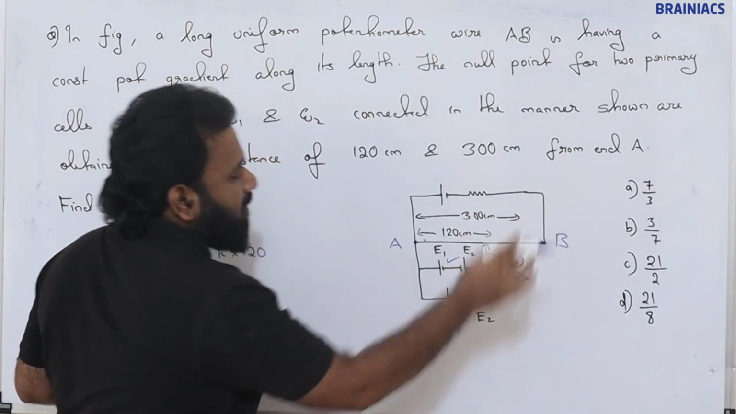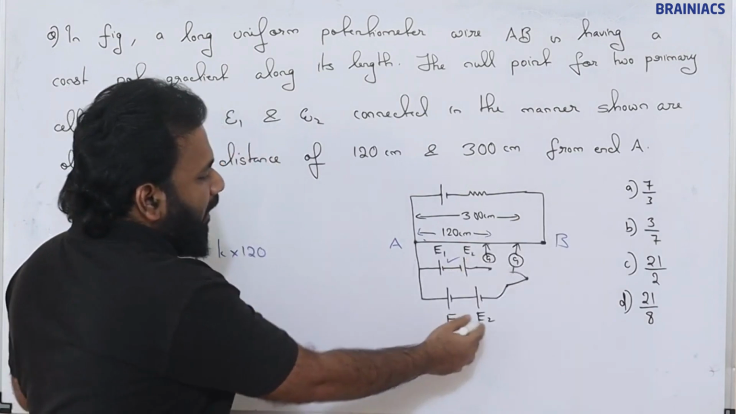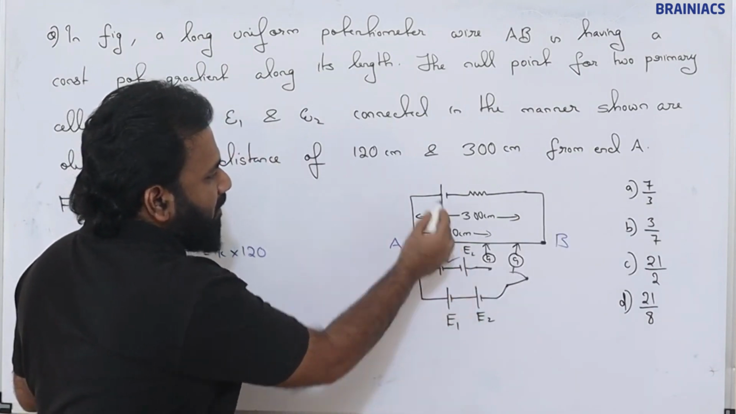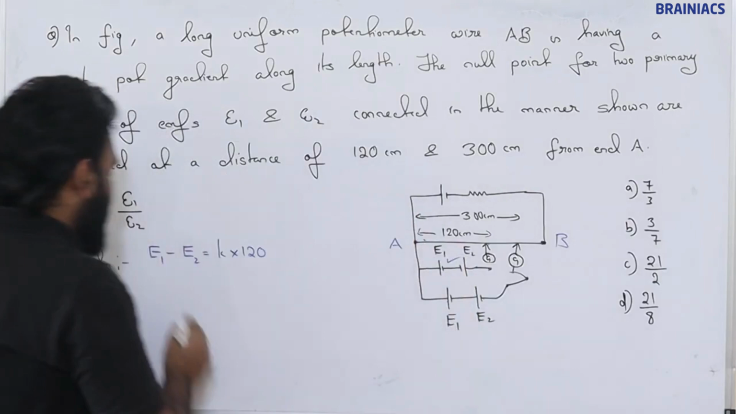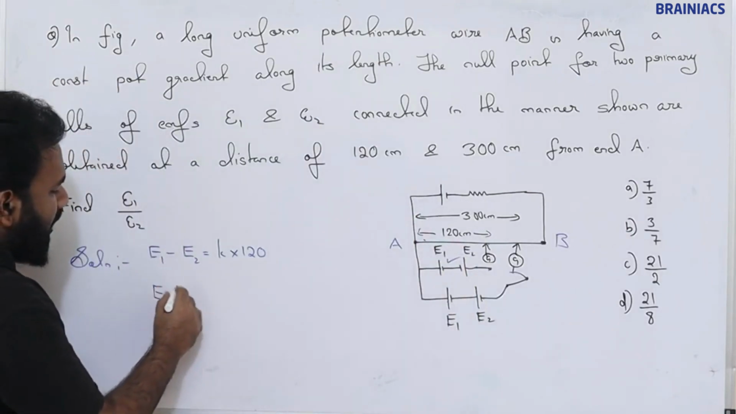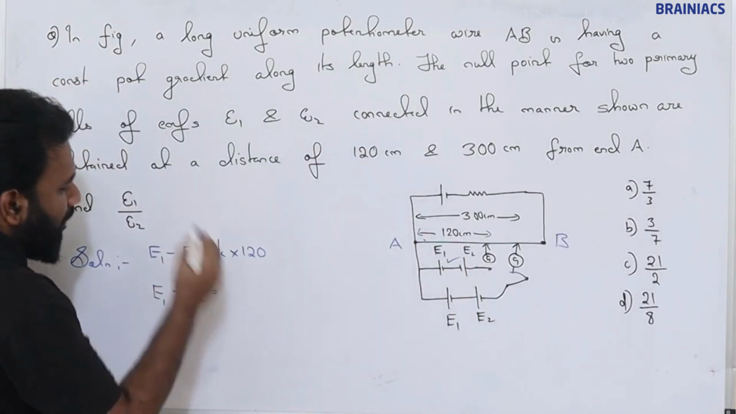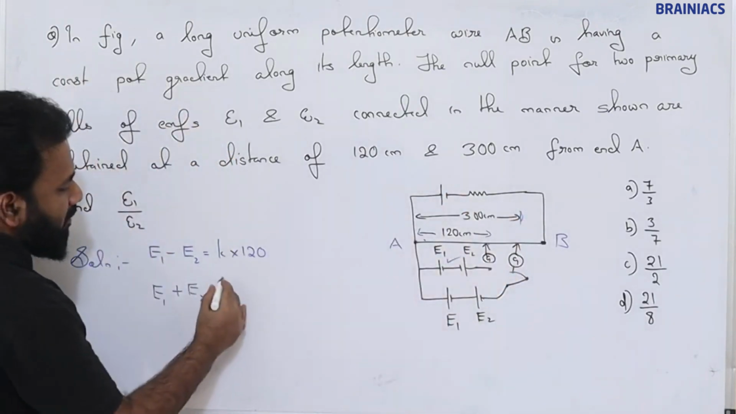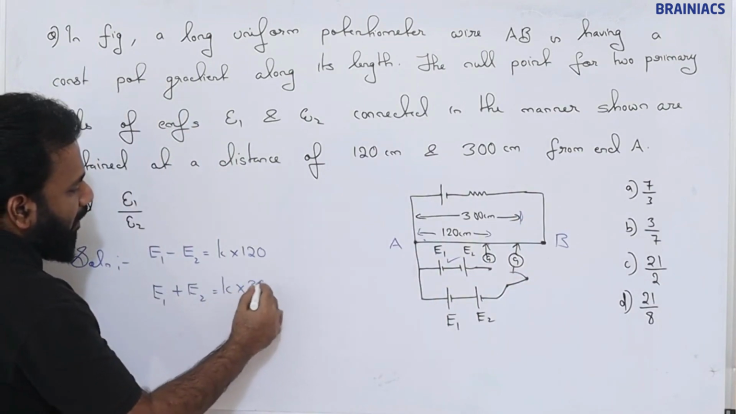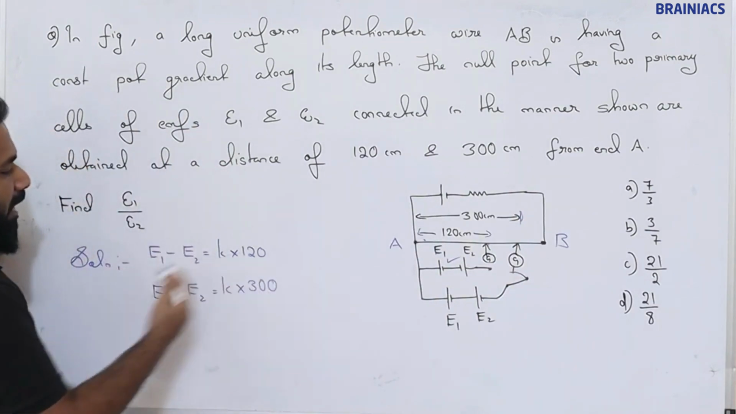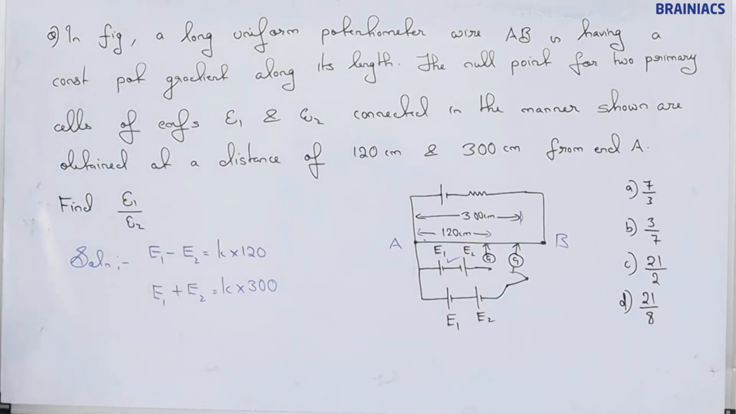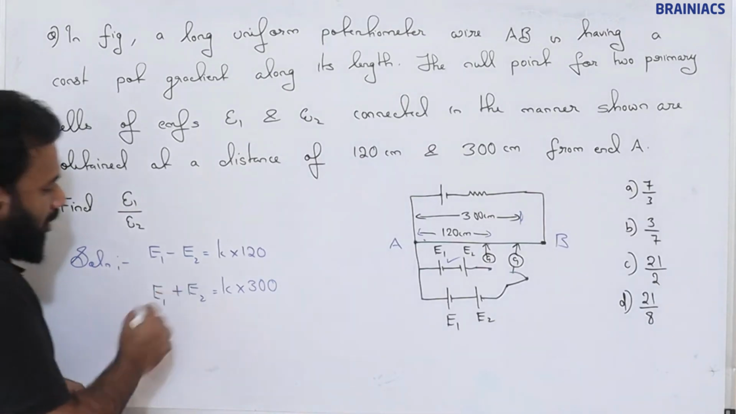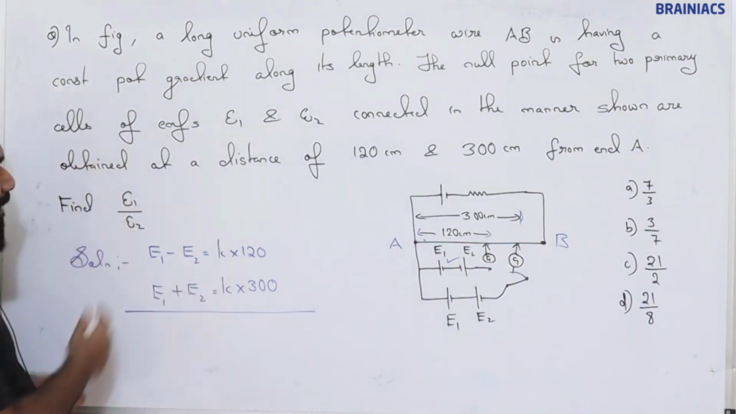Now we will connect this one and switch off this one. So E1, E2, they are plus minus. This plus is connected to this plus, so they are at the same polarity. E1 plus E2: where we are getting the null point? We are getting the null point at 300 centimeters. So this is equal to K into 300. Instead of E is equal to Kx, this time we have taken E1 plus E2 is equal to Kx, and E1 minus E2 is equal to Kx. Now if we solve this, we'll get the answer.